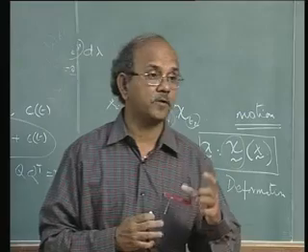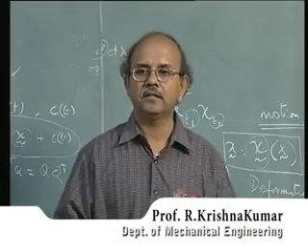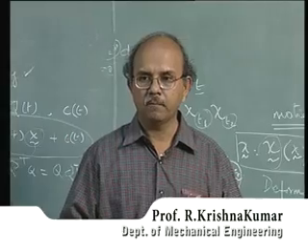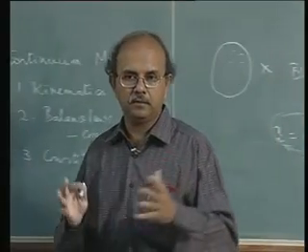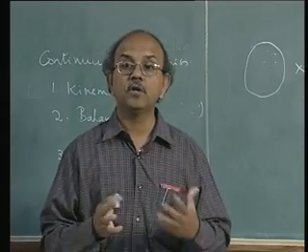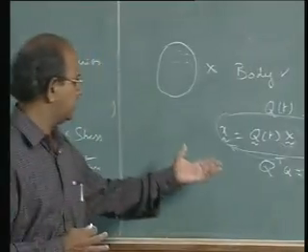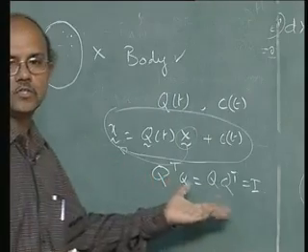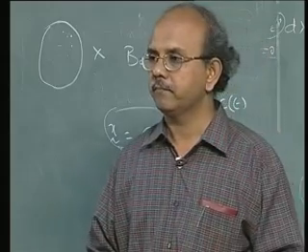What's the physical property of a rigid body motion? The length between two points does not change. So the length between two points in the original body as well as in the final, deformed body does not change. Hence, using that property, it's very straightforward that Q transpose Q is equal to Q Q transpose is equal to I.